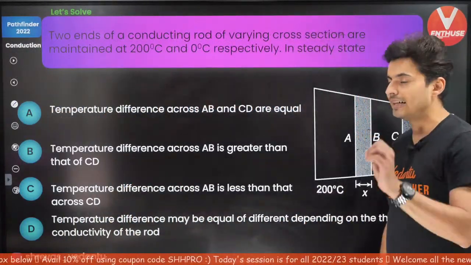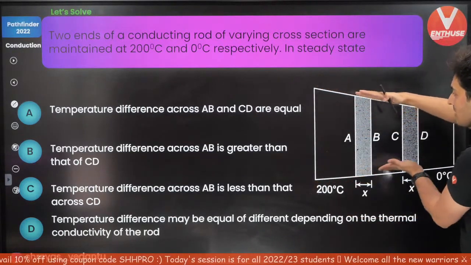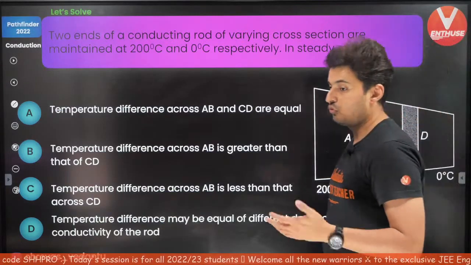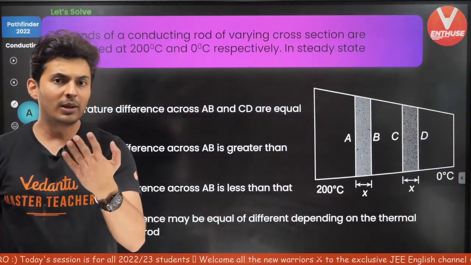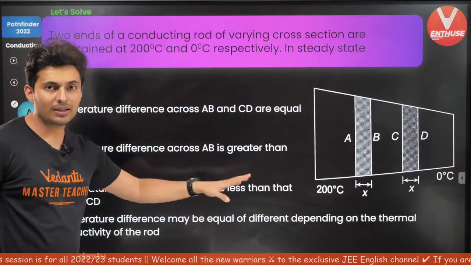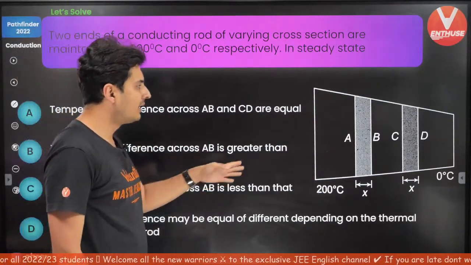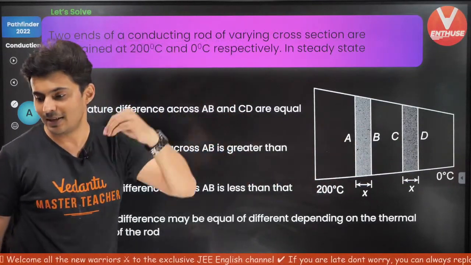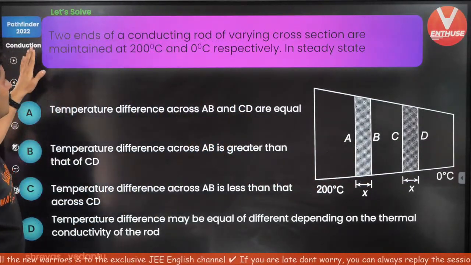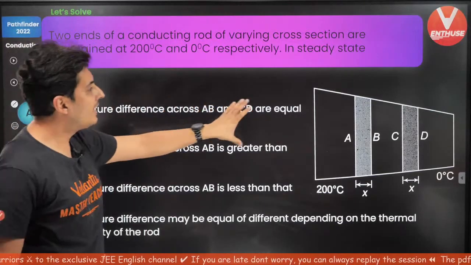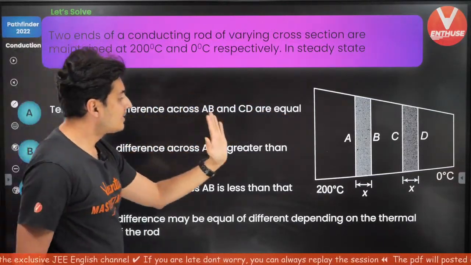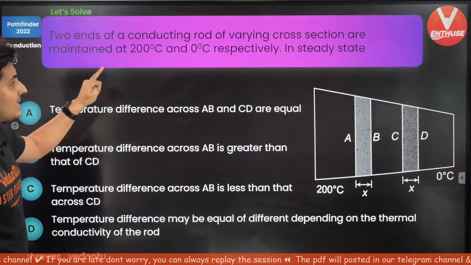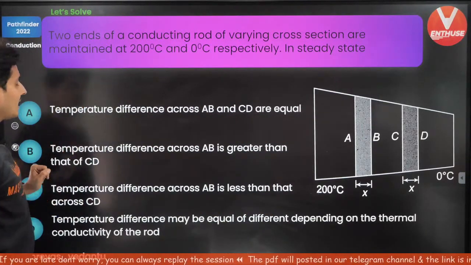First question itself is very interesting. The rod's cross section is changing, big to small. Before even starting to solve the question, you need to think whether the heat flow rate across every section will be same or will it be different? The two ends of the rod of varying cross section are maintained at 200 and 0. In steady state, what do you think is the correct option?